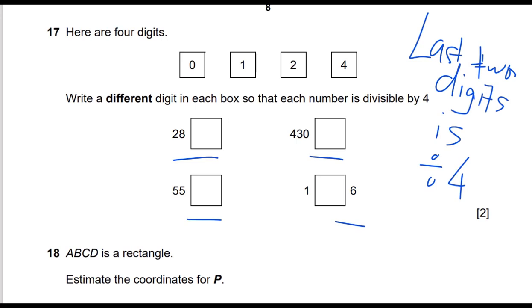So 80 is divisible by 4. 04 is divisible by 4. 52 is divisible by 4. And of course 16 is divisible by 4. So all these two digits are divisible by 4: 80, 04, 52, 16. That's how we write a different digit in each box so that each number is divisible by 4.